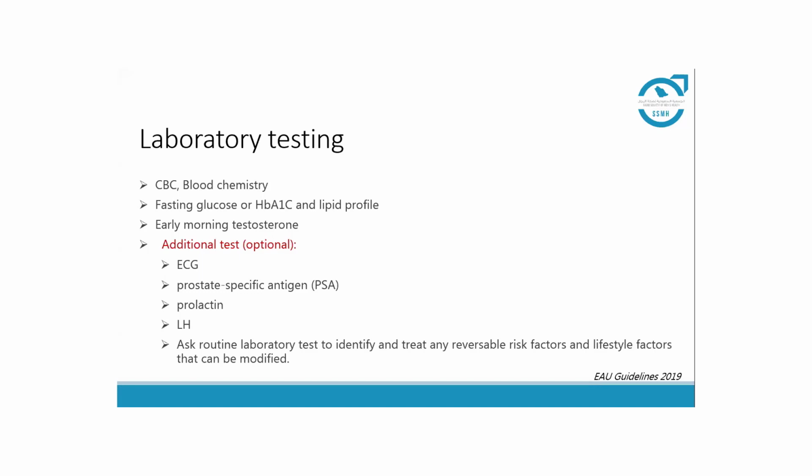Additional tests which should be included if you think it's indicated. That will include a prostate-specific antigen if the patient is at the age of PSA screening and prostate cancer screening, prolactin if the patient is having symptoms or signs of hyperprolactinemia, LH if the patient is having hypogonadism and you want to rule out hypogonadotrophic hypogonadism, and whatever routine investigation that is needed to help you reach a diagnosis can also be asked for.